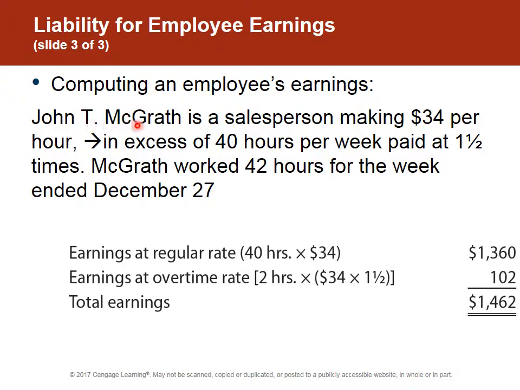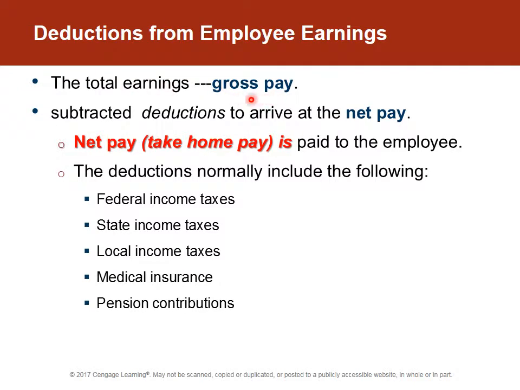Here's an example. John McGrath is a salesperson who makes $34 an hour, and he gets paid time and a half in excess of 40 hours a week, according to his company. If McGrath works 42 hours, then he gets regular hours plus the time and a half, and his total earnings are $1,462. That $1,462 is also considered gross pay, and there will be taxes withheld from this pay. This gross pay will have taxes withheld or deductions to arrive at net pay, which will be a smaller amount.